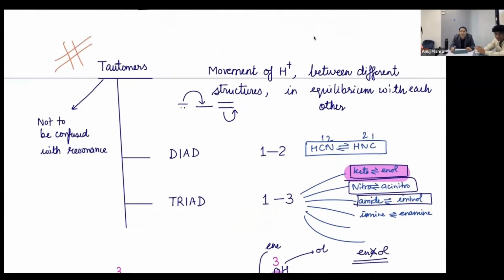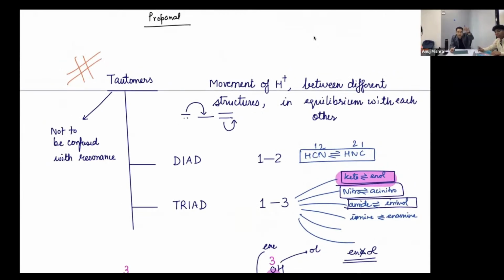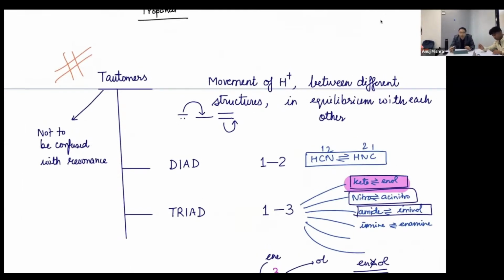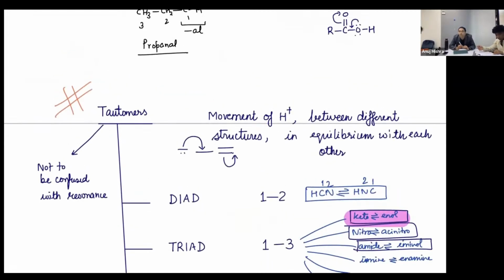Now coming to the next part, if it is cases of tautomers. What is tautomer? Chain, position, functional, and metamer. These four are done, you know these four. Okay.